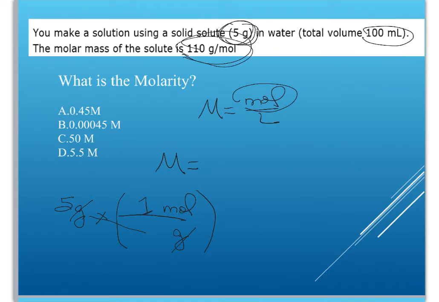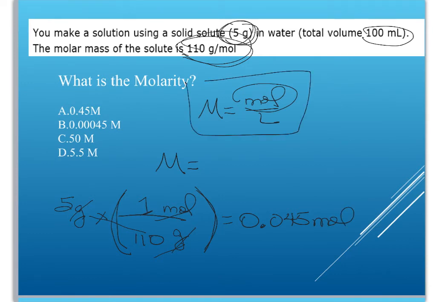And let's see, molar mass of this solute is 110. So this is our conversion factor now. There are 110 grams in 1 mole of this solute. So when you go ahead and do the calculation, you get that there are 0.045 moles of this solute. So now I'm going to go back to the equation and plug in what I've just calculated. 0.045 moles. And let's see, do I know the liters?